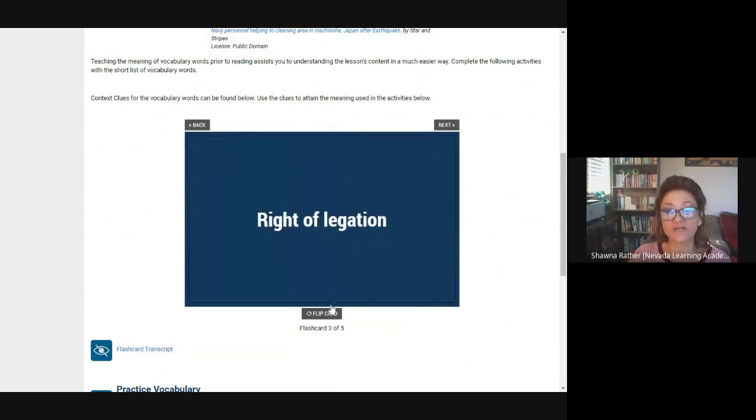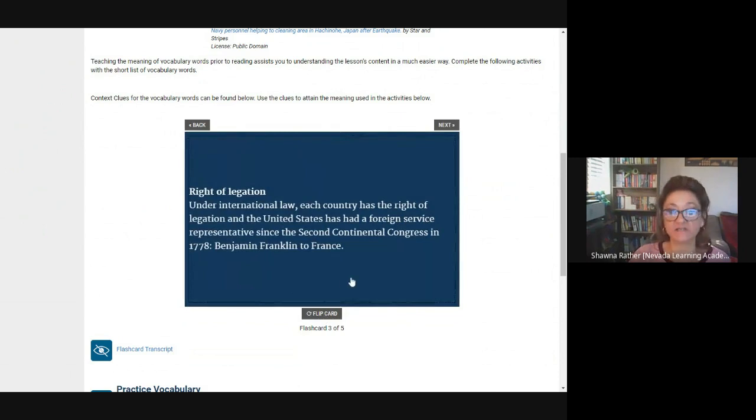Our next word is right of legation. Under international law, each country has the right of legation, and the United States has had a foreign service representative since the Second Continental Congress in 1778. So if we're talking about Benjamin Franklin, basically the right of legation is a right to send and receive foreign dignitaries or foreign diplomats or ambassadors, whatever you want to call them, okay?